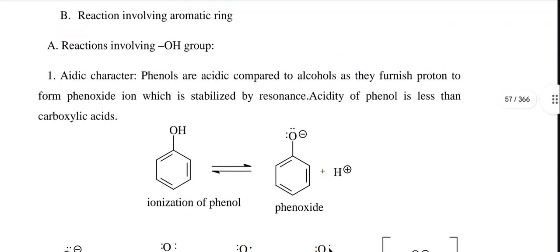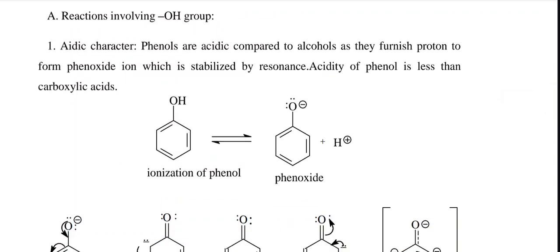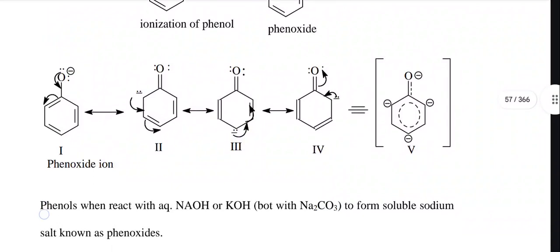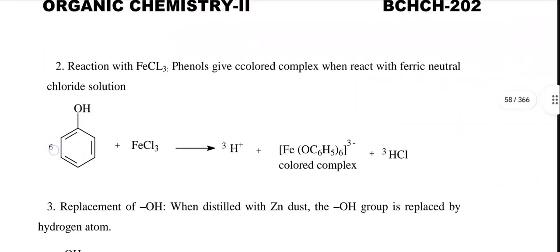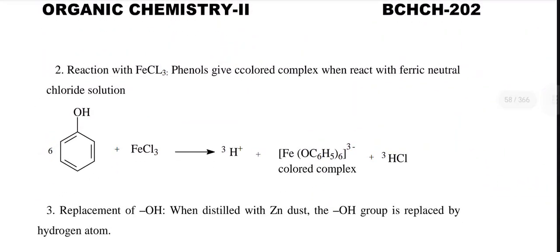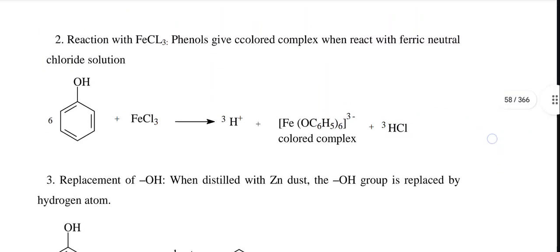Acidic character. Phenols are acidic compared to alcohols as they furnish a proton to form phenoxide, which is stabilized by resonance. The acidity of phenol is less than that of carboxylic acid. Phenols react with aqueous NaOH or KOH to form soluble sodium salts known as phenoxides. Reaction with FeCl3: phenol gives a colored complex when treated with neutral ferric chloride.